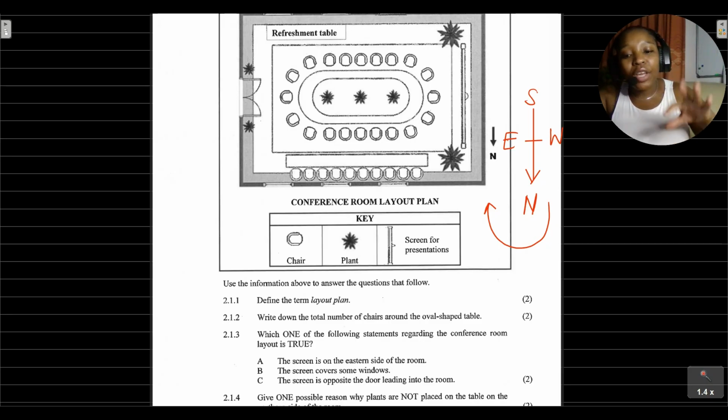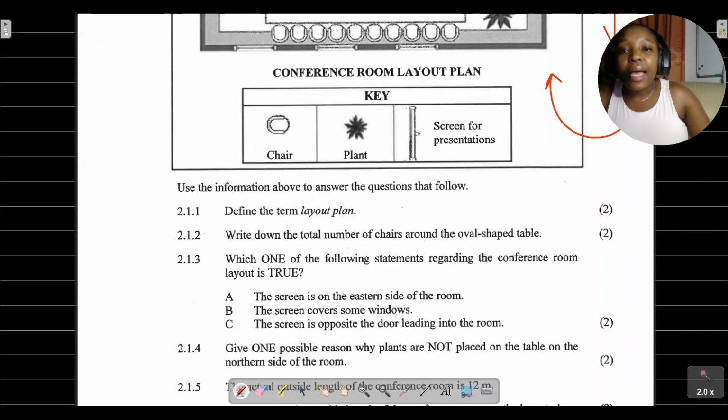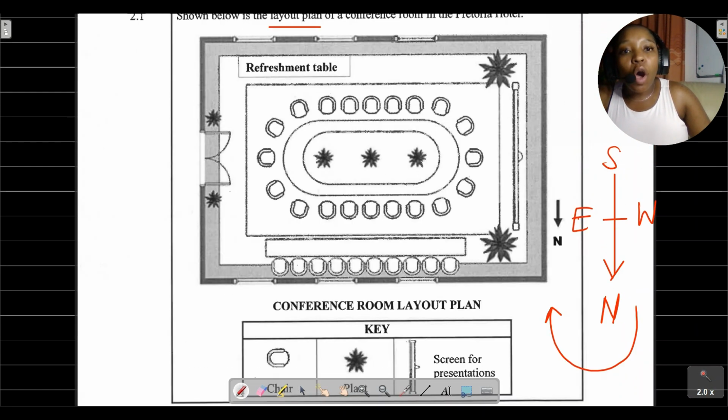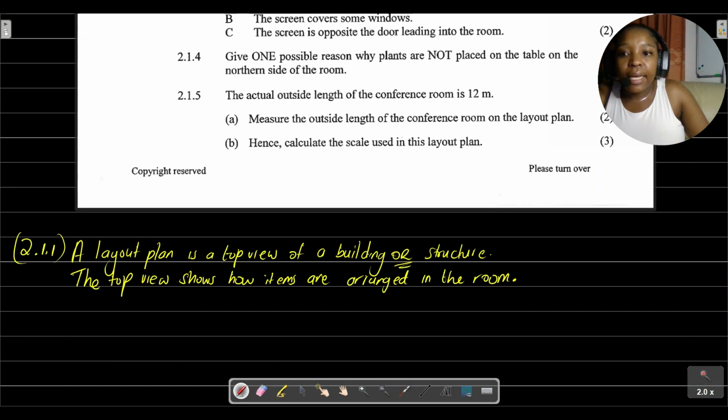When we are looking at a layout plan, right? A layout plan basically means that it's a top view of a building or a structure. Okay, so a layout plan is a top view of a building, and this top view of a building or structure basically shows us how items are arranged in a room. Okay, and we are basically done.